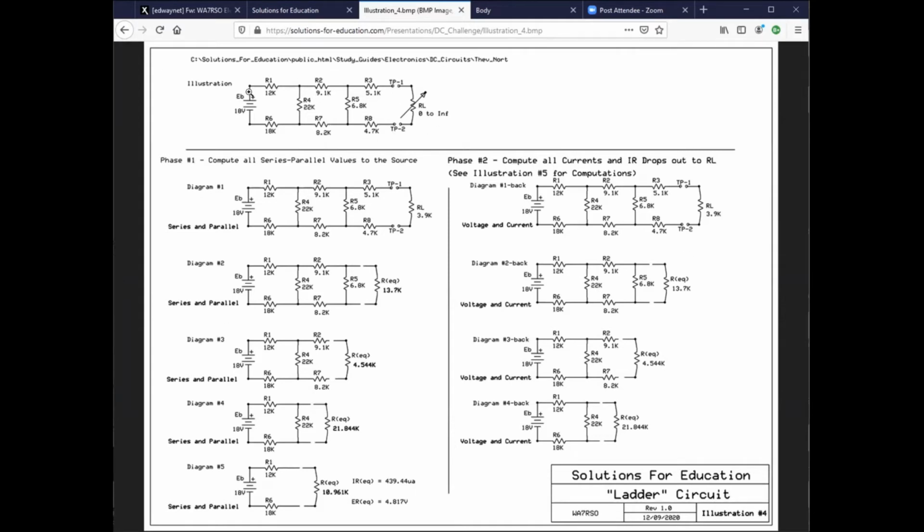And I say, okay, now look here, you got a whole bunch of series parallel stuff. And by the way, up here is a variable resistor that can go anywhere from 0, dead short, to infinity, which is an open circuit.